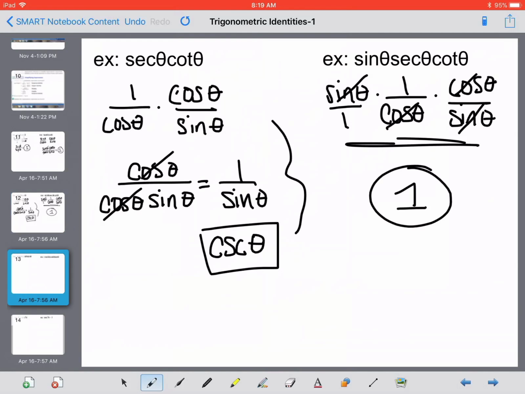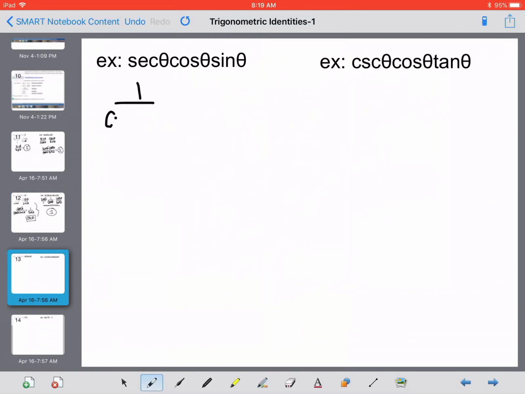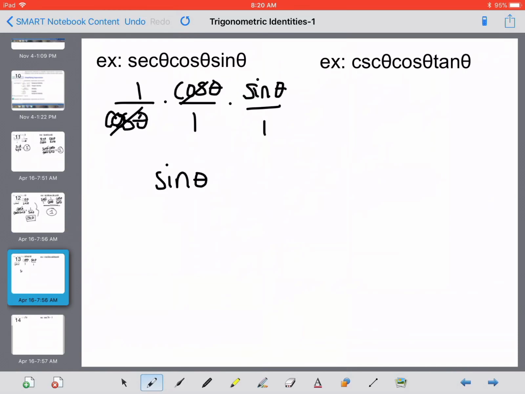All right, here we go. Secant theta, cosine theta, sine theta. Secant I just have to simplify: it's 1 over cosine theta. Cosine is cosine. If you want to put it over 1, you can. And then we have sine over 1. Again, the cosines are going to cancel out, and we're left with sine theta. 1 times sine is sine, 1 times 1 is 1, and that would be my answer: just sine over 1, or just sine.